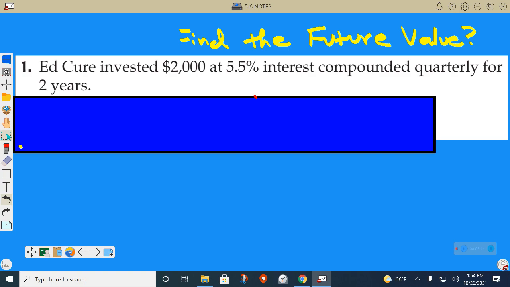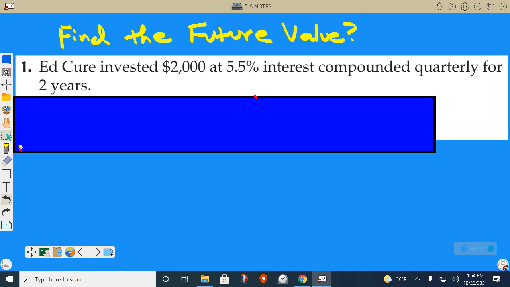Ed Cure invested $2,000 at 5.5% interest, compounded quarterly for 2 years. And our mission right now is to find the future value. How much money is he going to have at the end of 2 years if this is all true? This is the way wealthy people make money, ladies and gentlemen. They don't just save money and put it under their pillow. They make their money work for them, with compound interest accounts.